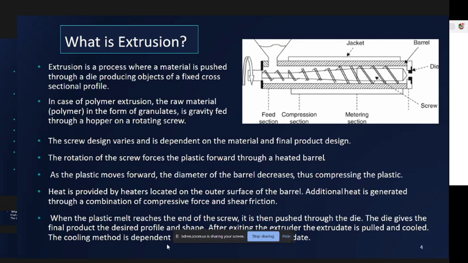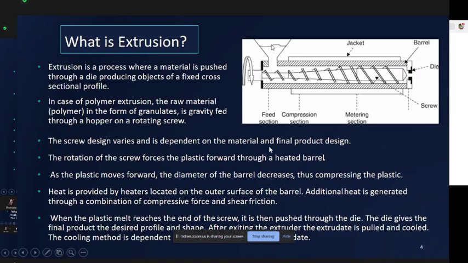So I am Role 11, so I'll be talking about the basic of extrusion and the different extrusion mechanisms. So here we can see in the figure that what is the extrusion process. It's a process where the material is pushed through a die, producing a material of fixed cross section and profile.